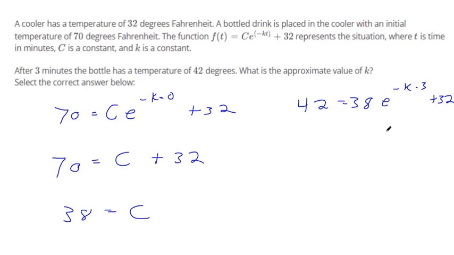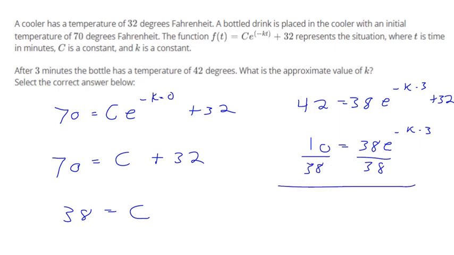And so now we've got an equation to solve for K. It's in the exponent position, so we'll need a logarithm. So we can subtract that 32 from both sides. And then I'm trying to get K by itself, so let's try to get this piece by itself. We can do the opposite of times 38. We can divide 38 from both sides. 10 divided by 38. It's a yucky decimal.